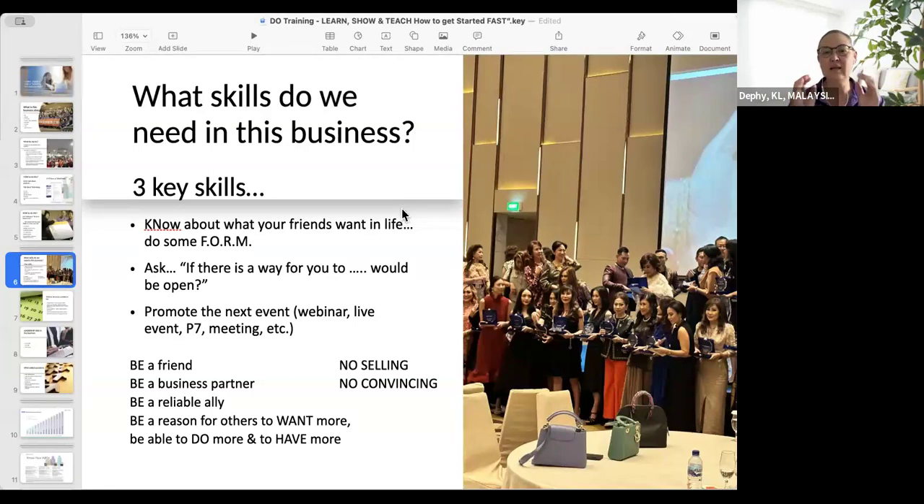So what skills do you need to have in this business? Only 3 things, right? What do you need to do? There's only 3 things. You need to know what your friends want in life. You need to know what they want. It's good to know what they want, right? So you can have this little conversation around family form, FORM. We always say, have you done form? Have you done form, right? Now, the difference between doing form and picking a stranger off the side of a bus stop and trying to take them to an event, that's what we're talking about.